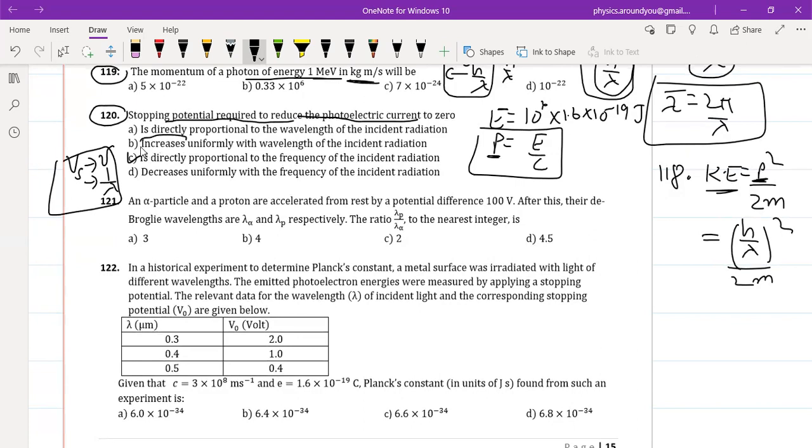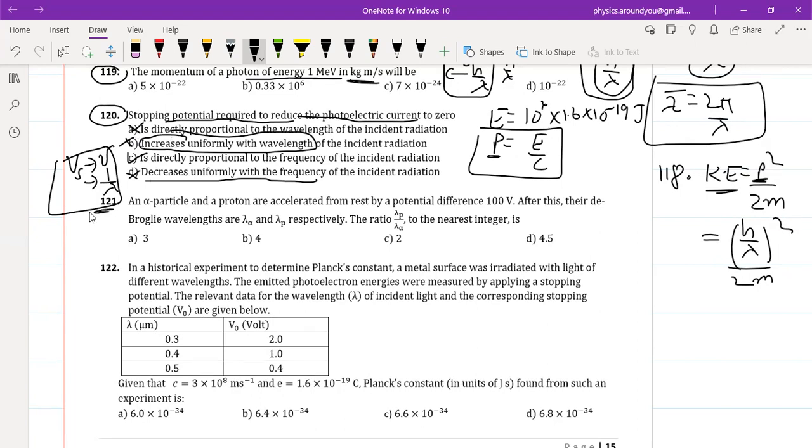And does it increase uniformly with wavelength? No, because wavelength and stopping potential are inversely proportional. So B can't be there. Decreases uniformly with frequency? No. Frequency and stopping potential are directly proportional, so it doesn't decrease. Is it directly proportional to the wavelength? It's not directly proportional also. It is inversely proportional. So 120 can be addressed by the basic knowledge that stopping potential depends directly on the frequency and inversely on the wavelength. Okay, that would be question 120.